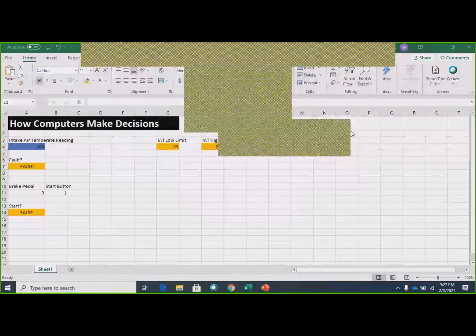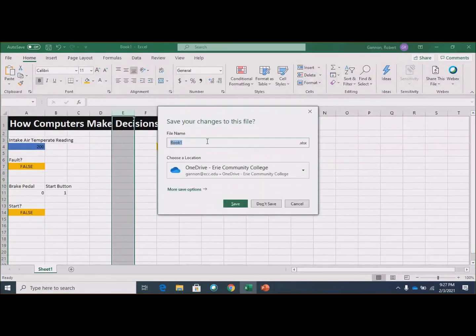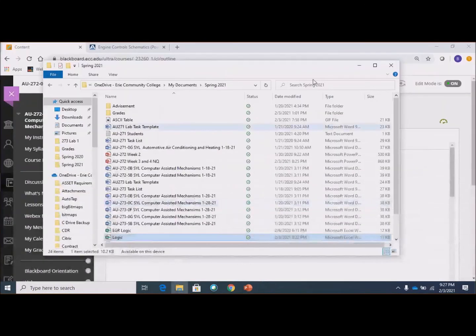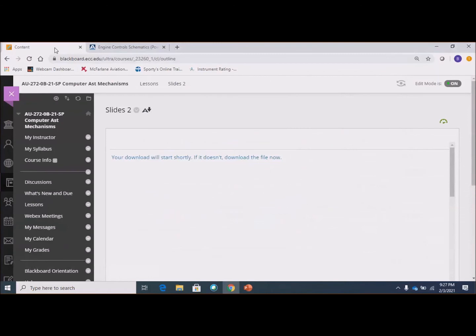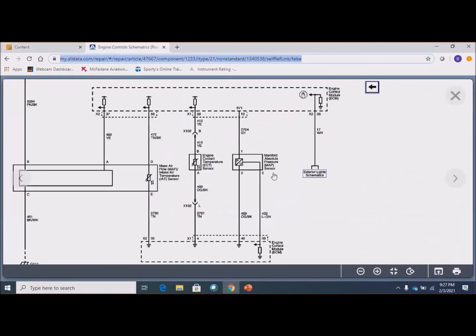So let's see. Give me a minute. I'll close this. We don't need to save that. Somewhere up here I have, if I can get rid of this. There we go. I have a schematic. This is from a General Motors vehicle. I don't remember exactly which one I pulled up, but thermistors are the first sensors we're talking about. I'm showing one here on a wiring diagram. It's the engine coolant temperature sensor.